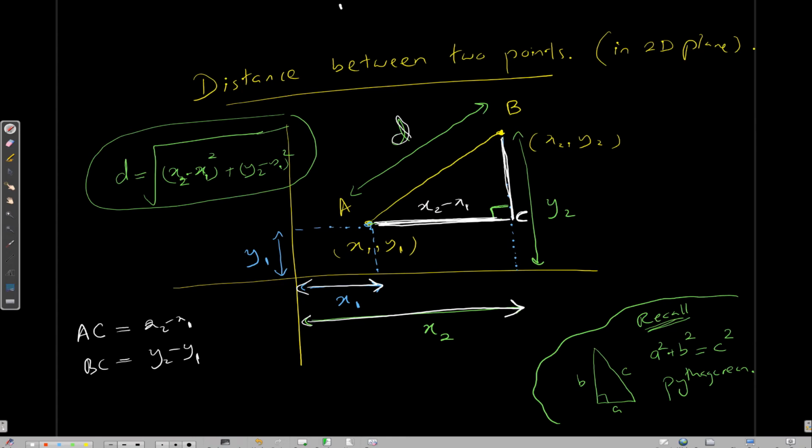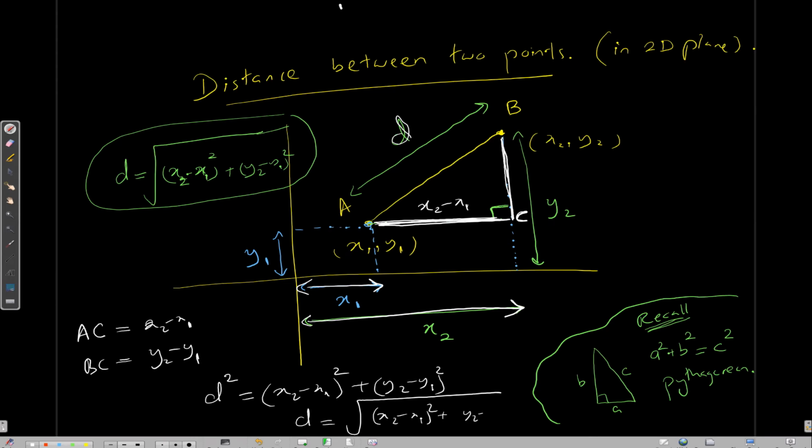Now when I use Pythagorean theorem, I get d squared equals x2 minus x1 whole thing squared plus y2 minus y1 whole thing squared, right? And when I solve for d, square root of x2 minus x1 squared plus y2 minus y1 squared. See, we got this formula. That's where and how it comes from. Now let's see some examples.